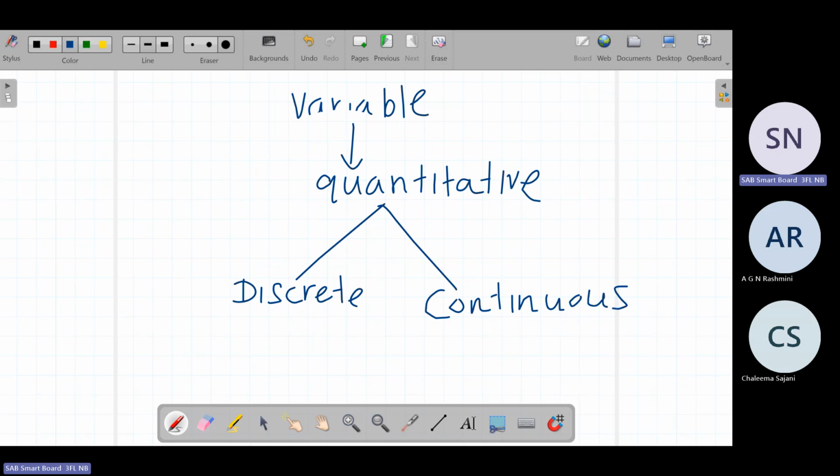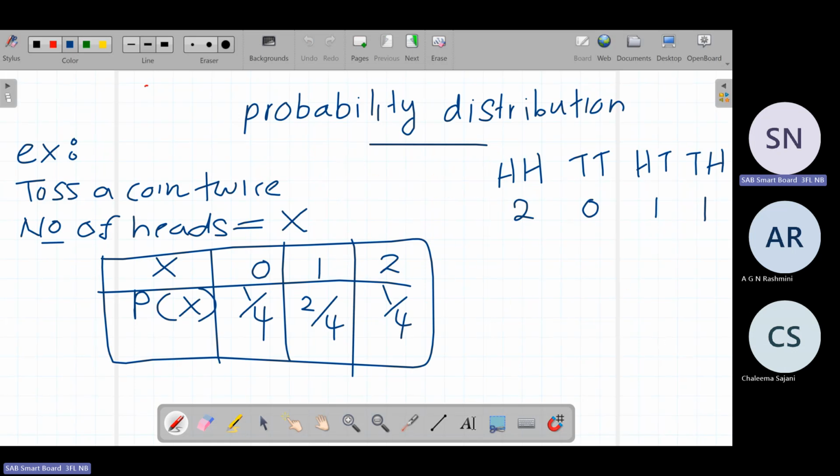What are the two types of quantitative variables? Discrete and continuous. Here we identify only the quantitative variables, and these variables we divide into discrete or continuous. If the random variable is a discrete one, then we can construct a discrete probability distribution. Understood? In this example, is it a discrete one or continuous one?